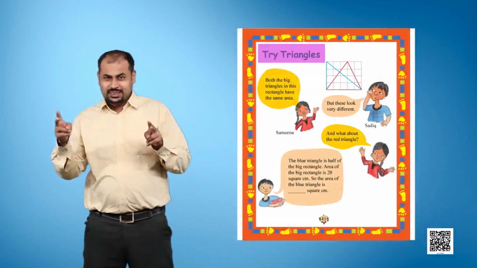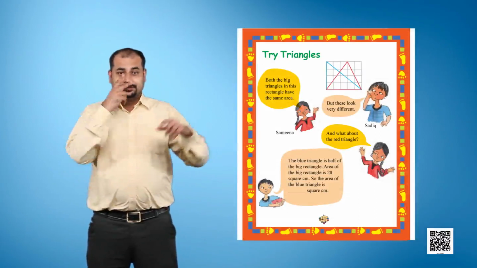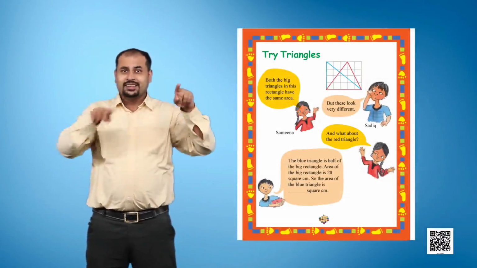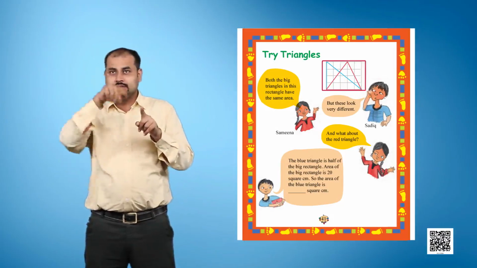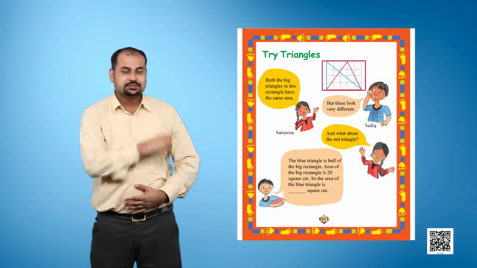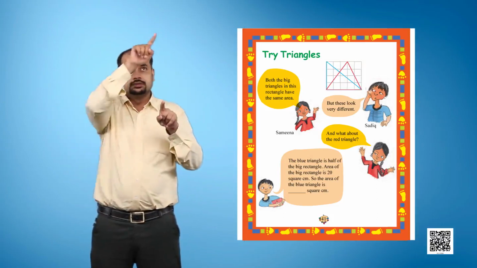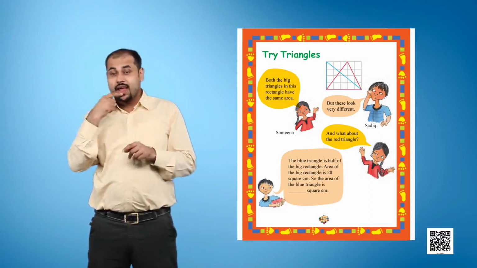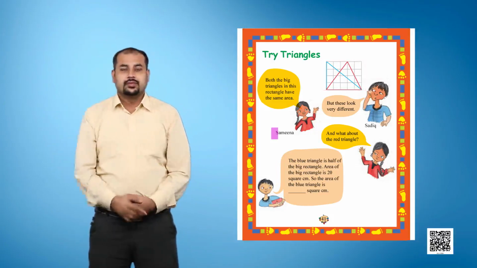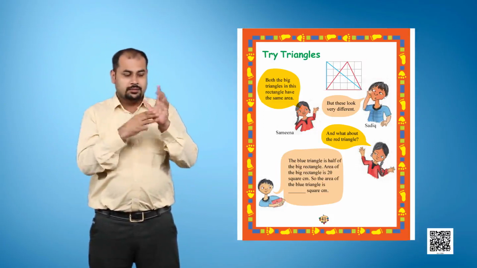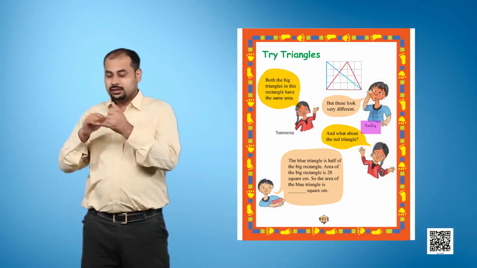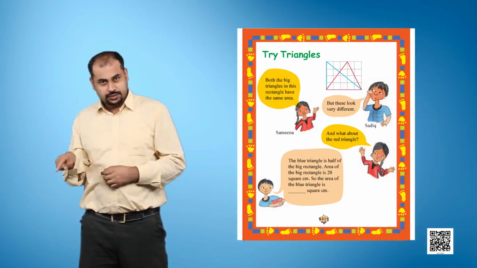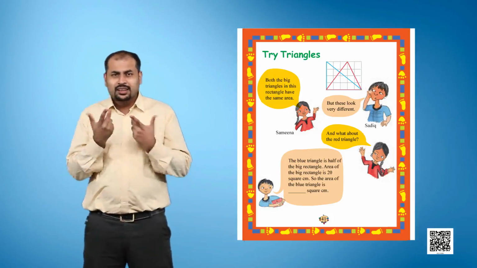Page 41. Try triangles. On top of the page, we see a grid line structure as the base on which two triangles are drawn, one blue in color and one red. A girl, Samina, and a boy, Sadiq, both are looking at these triangles.